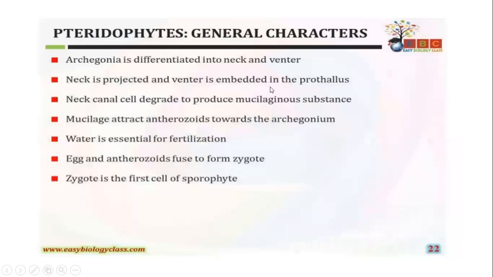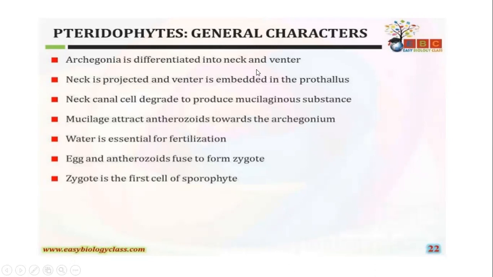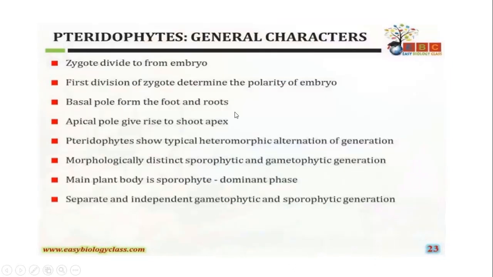Now, when we move on to the female sexual organ, the archegonium has the same structure as we observed in the bryophytes, having a globose venter and the neck region. The neck is projected and the venter is embedded in the prothallus. Upon degeneration, the neck canal cells develop a mucilaginous substance through which the antherozoids are attracted and move towards the archegonium, and fertilization occurs. The egg and the antherozoid fuse to form the zygote, and the zygote will develop into the next generation, that is the adult plant.